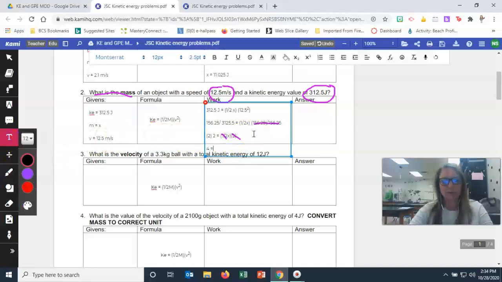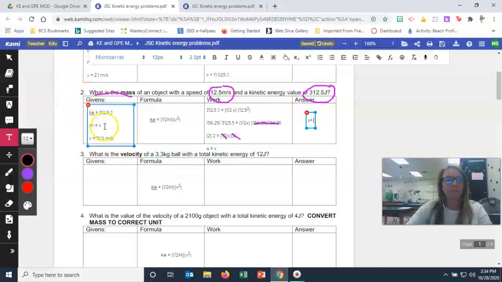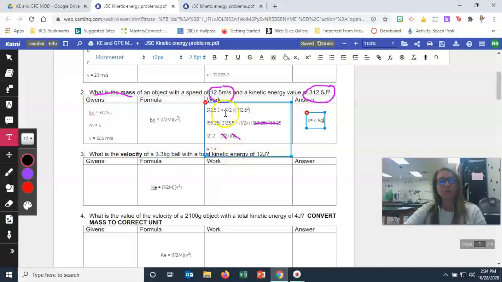So 4 equals x. And once again, what were we solving for? X was our mass. So 4 kilograms is the mass of the object. If you were to plug that 4 back in and do all this work, you should end up with 312.5. Kinetic energy is one where we do have to manipulate. So the best thing to do is think about what are my givens, write your T-chart out, figure out what variable is missing, and then plug in using the order of operations. Hopefully this was helpful. Thanks.